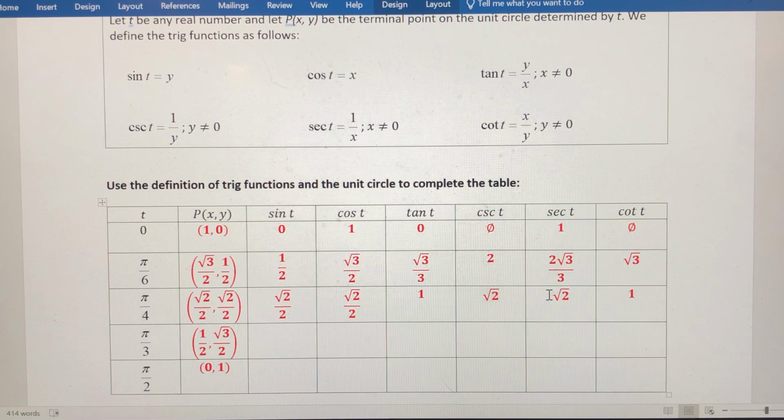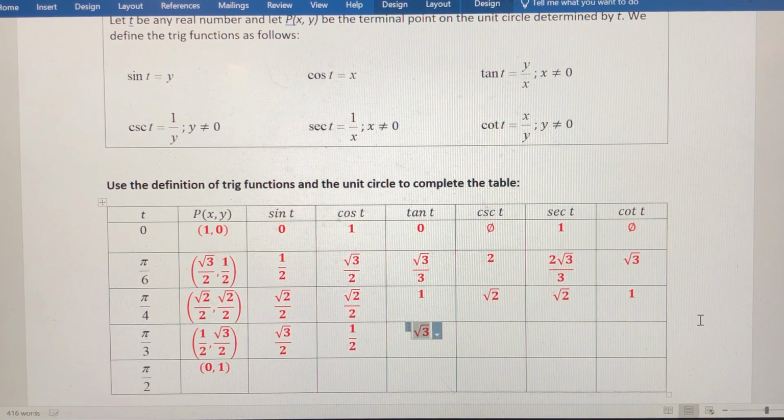Okay? Pi over 3, terminal point is 1/2 for x, radical 3 over 2 for y. Okay, notice we're going to have these same values that we had for pi over 6. They're just going to be in a different order, okay? So the y value here for sine is going to be radical 3 over 2. The x value here for cosine is going to be 1/2. Okay? Tangent's going to be y divided by x. And when you simplify that, you're just going to get radical 3.